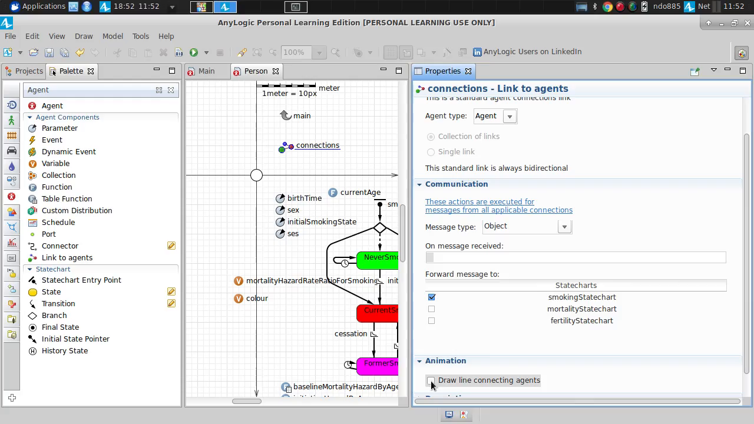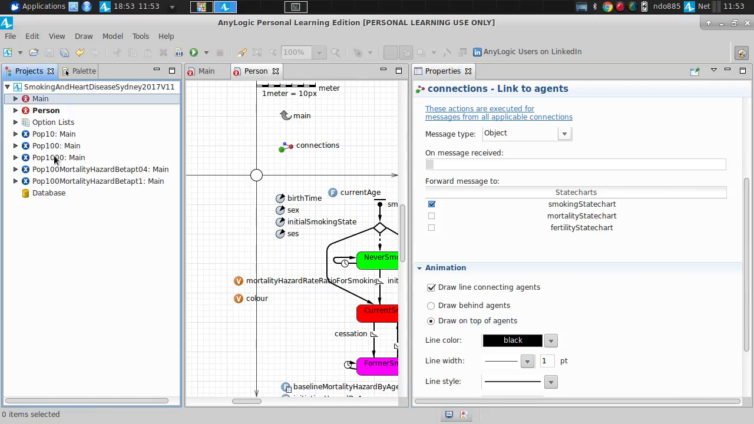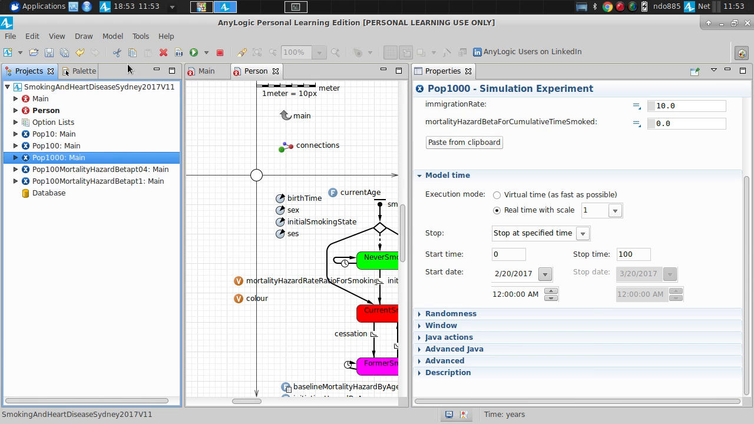Let's choose draw line connecting agent. If we select that, we further have the option of drawing the line behind or on top of them. To make it most obvious, I'll say draw the line on top. It'll be a little bit more tangly in appearance, but it'll be obvious. Earlier we imposed the network. Now we're indicating, for the connections of a given person which link them up with others, to what degree we want to display them, and how we want it vis-a-vis their representation. This is just display. It's not the logic. Okay, let's run the 1,000 size population.